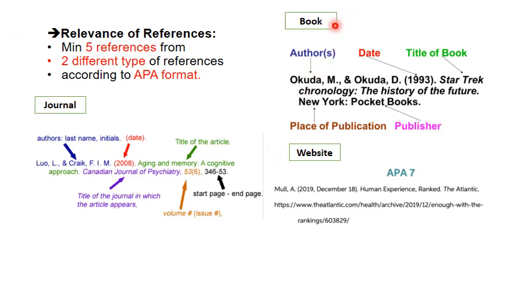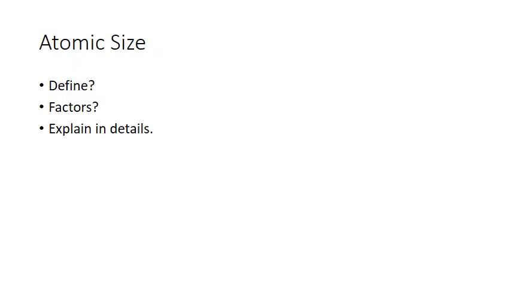So this is the APA format for book. This one is for website and this one is for journal. Okay, so the work frame of your assignment. No matter whether you do your assignment using PowerPoint, video, apps or whatever, you have to follow this sequence. First introduction, next index, followed by the content.